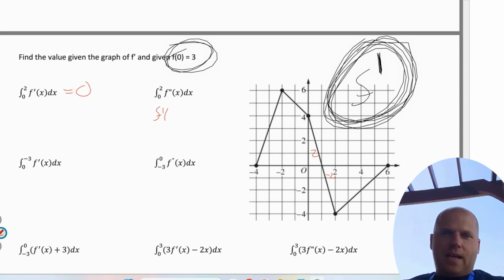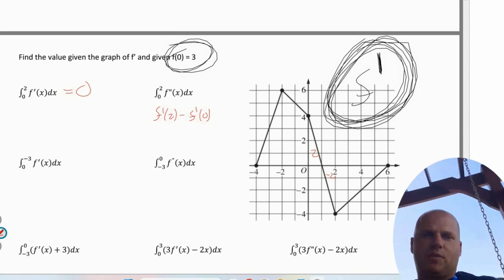But this guy, to accumulate F double prime, I want to use F prime of 2 and F prime of 0. F prime of 2 is negative 4, F prime of 0 is 4. So this is a minus 8 situation, displacement.